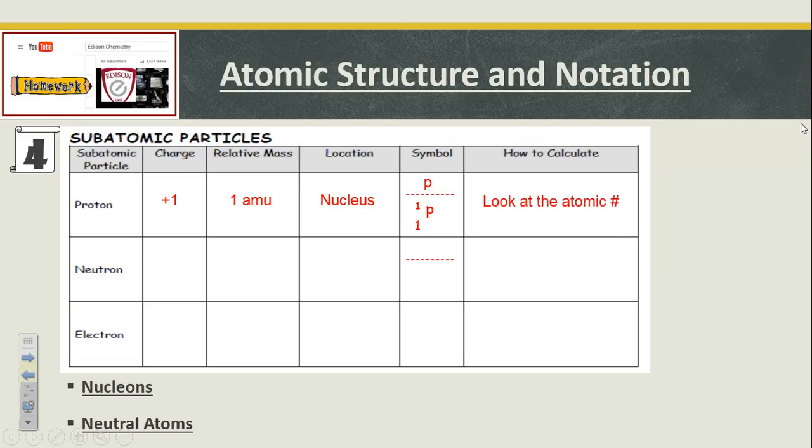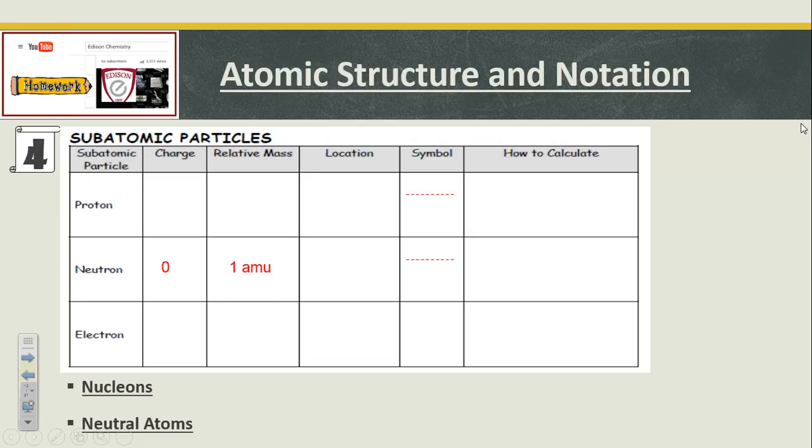Proton. How to calculate protons? Well, you got to look at the atomic number off the periodic table. You literally just read it off. Find the atomic number using the key on the periodic table. Find the element you're after. Boom, that's your number of protons.